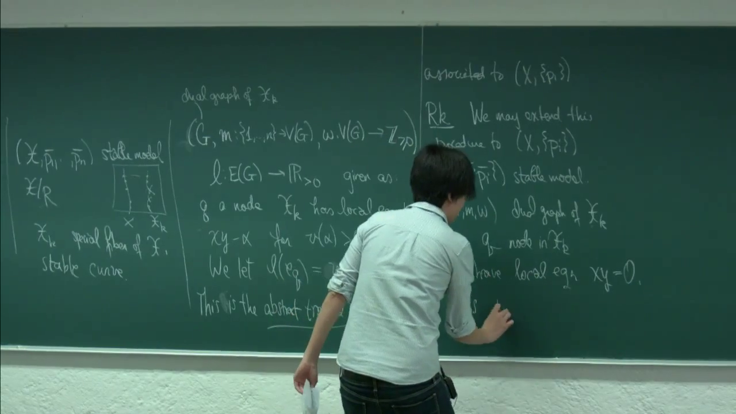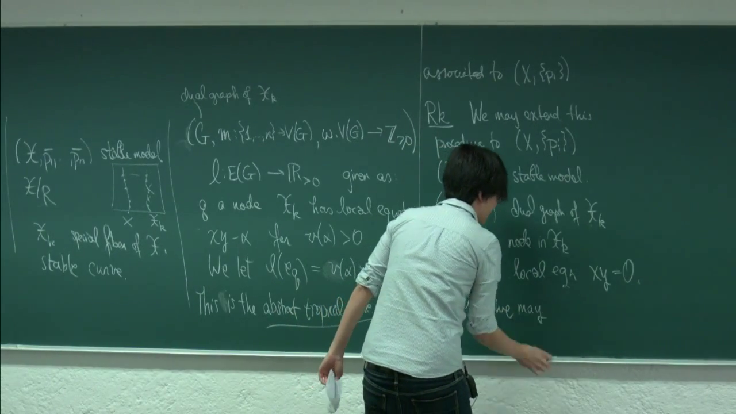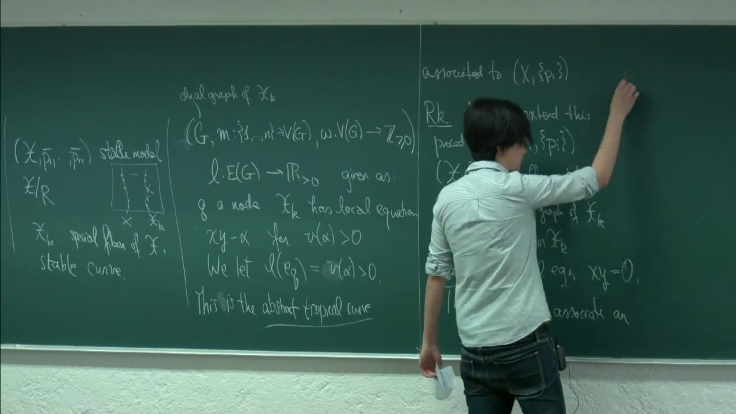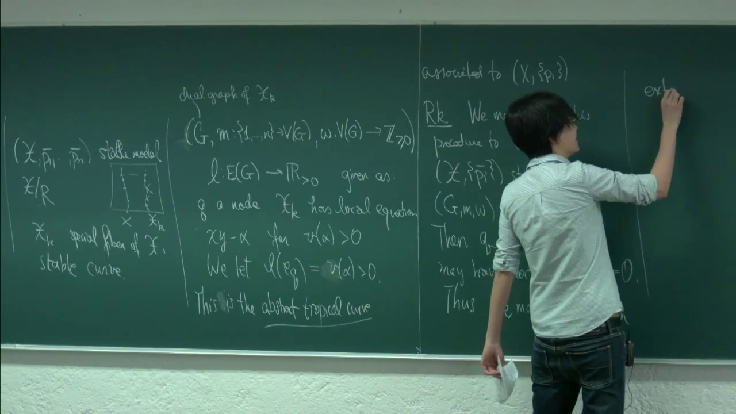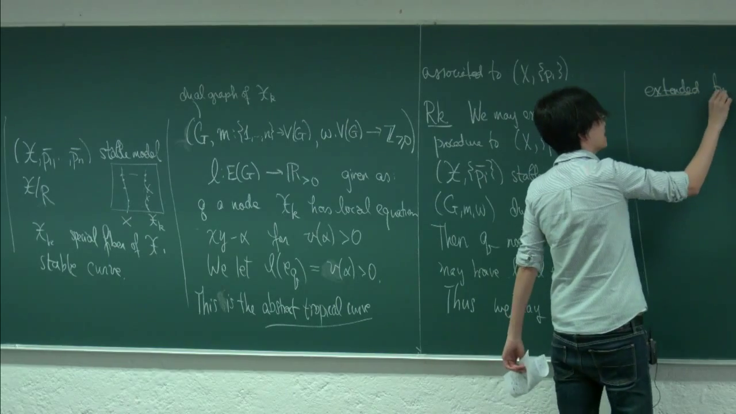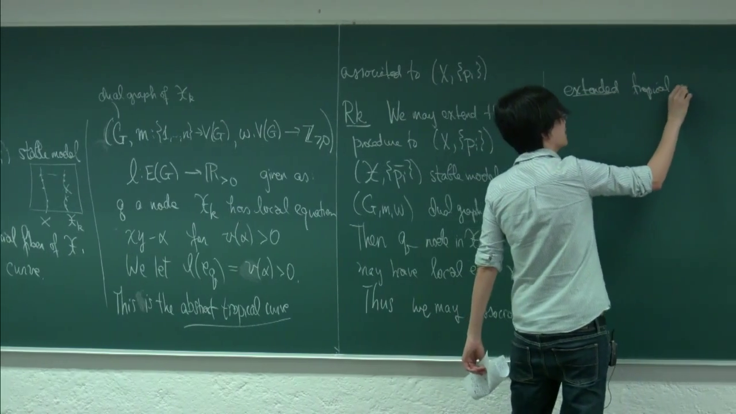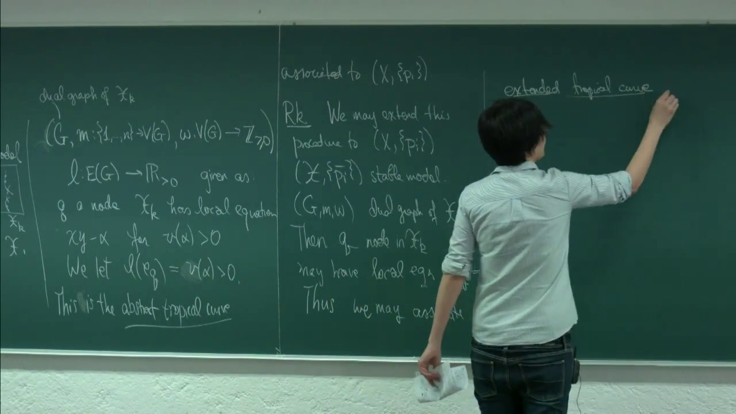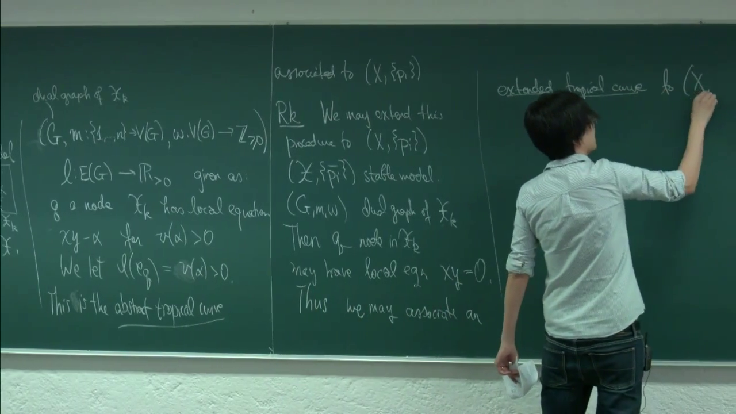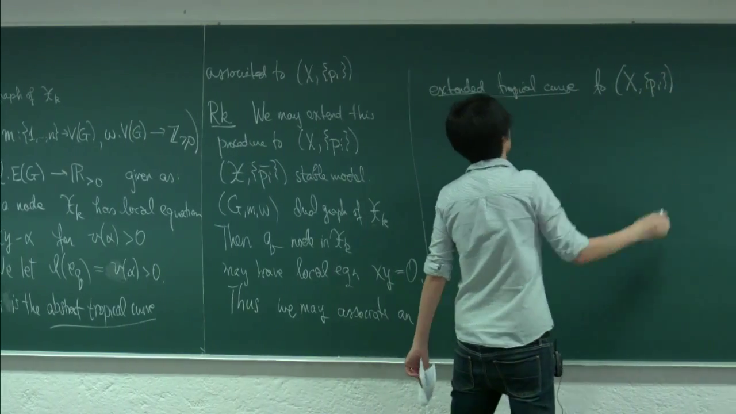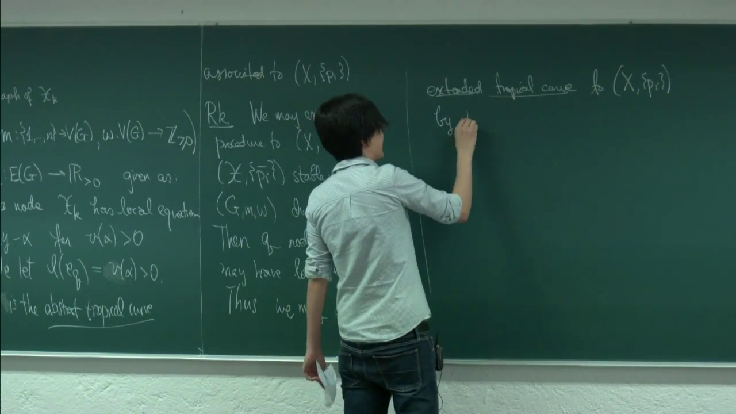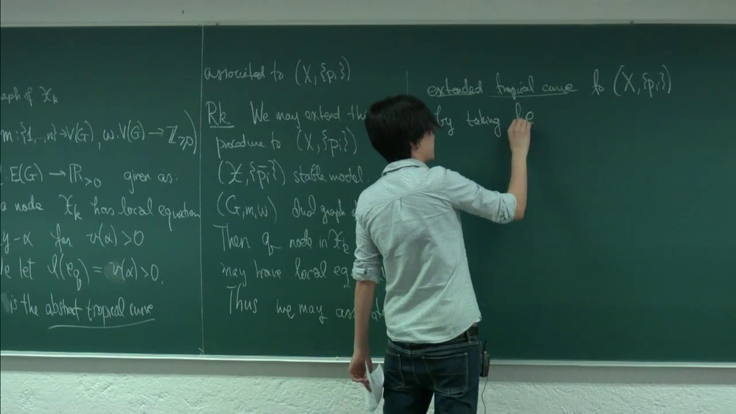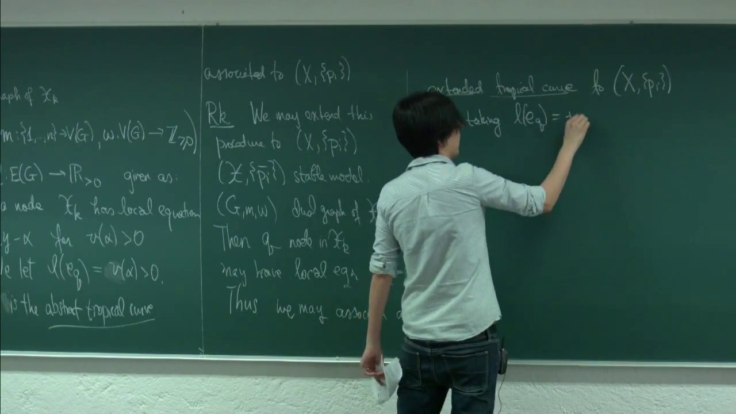So thus we may associate an extended tropical curve to x by taking the length of the edge e sub q to be plus infinity.